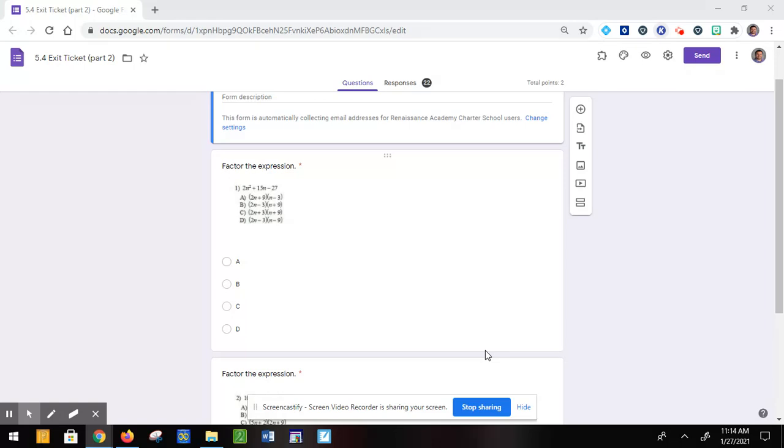So if you've already turned it in, you can sit back and see if you got it wrong, where you went wrong, or whatever. You don't need to resubmit it. If you haven't submitted it yet, go ahead and submit the exit ticket at the end, so you can get the credit for it. So the first thing I'm going to do, let's just make this bigger.